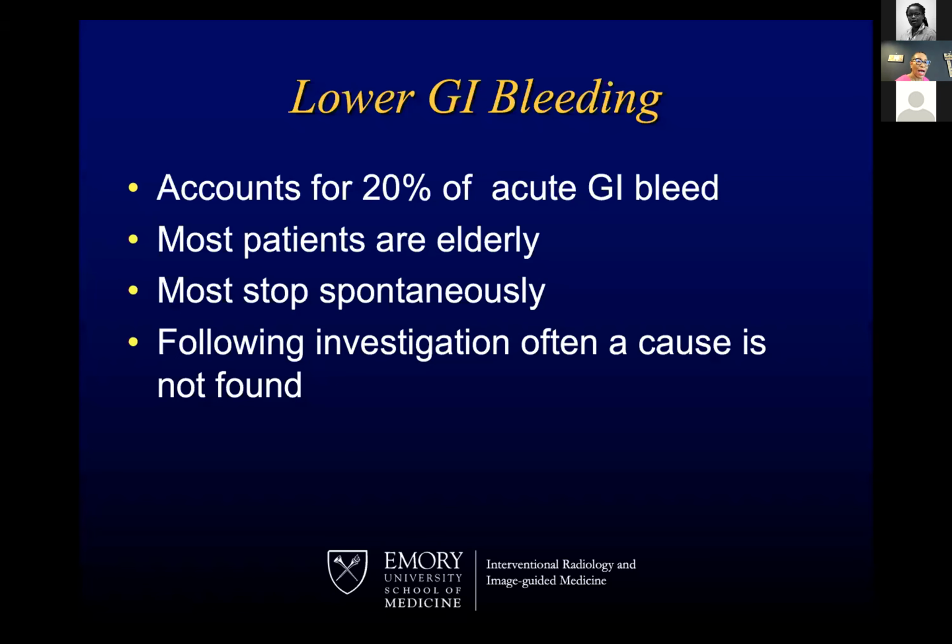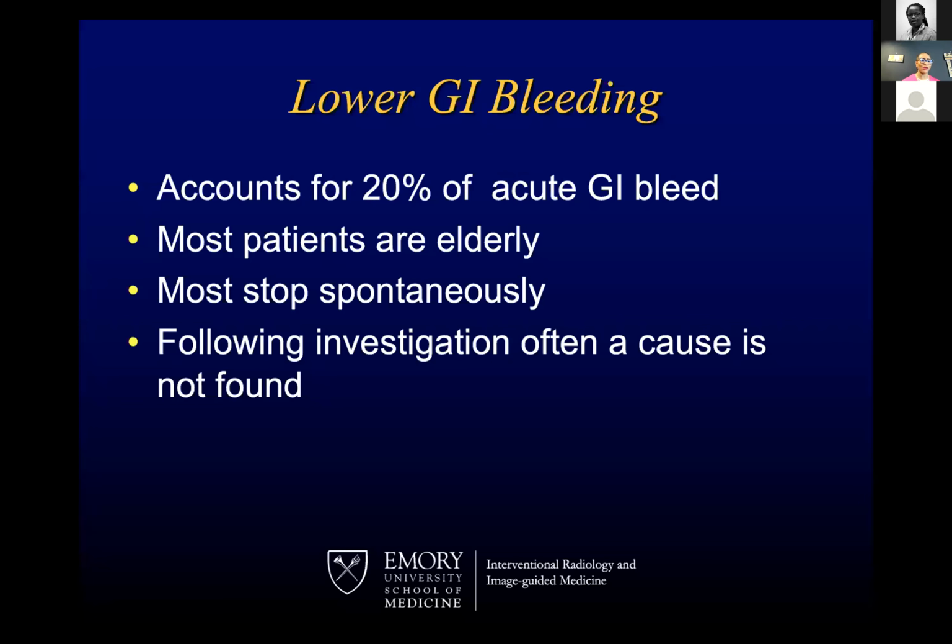Okay. Are we done with upper GI bleeds? Not really, because we didn't talk about the jejunal branches of the SMA, but I'm going to come back to that. Let's talk about lower GI bleeds. So lower GI bleeds account for around 20% of all acute GI bleeds. So that means that 80% are upper GI bleeds.